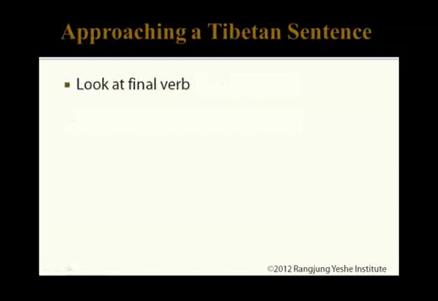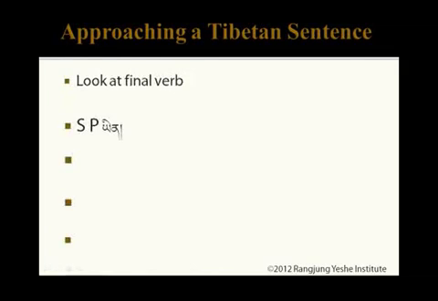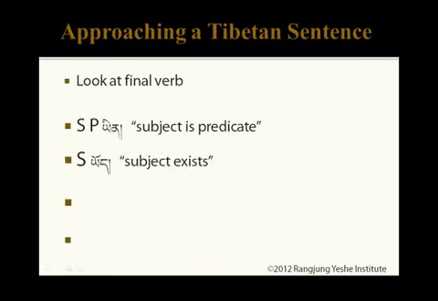The first step is to look at the final verb all the way at the end of the sentence. Remember that this will tell you what the general structure of the sentence will be, as well as what types of particles to be on the lookout for. If the final verb is a linking verb, yin or min, its general structure is subject-predicate yin, or subject-predicate min, meaning the subject is or is not the predicate. If the final verb is an existential verb, je, me, or tu, then the general structure is subject je, meaning subject exists.